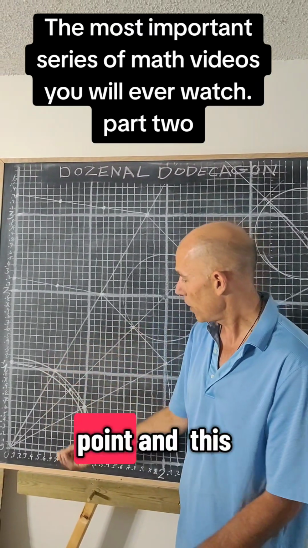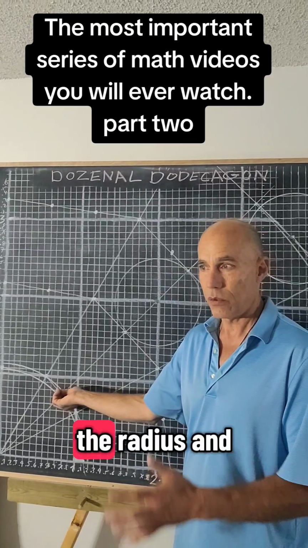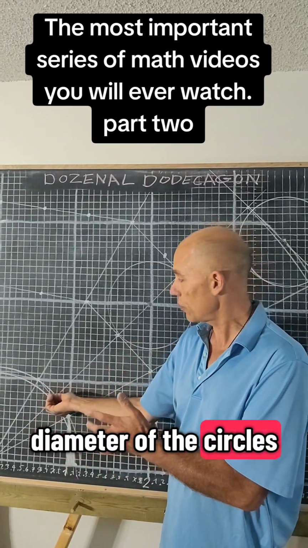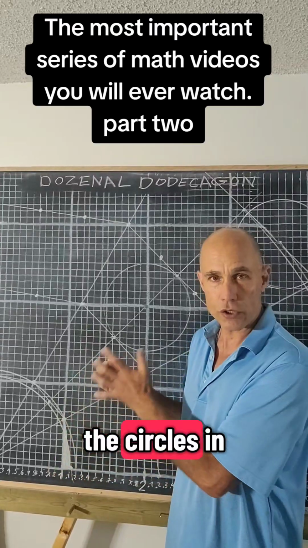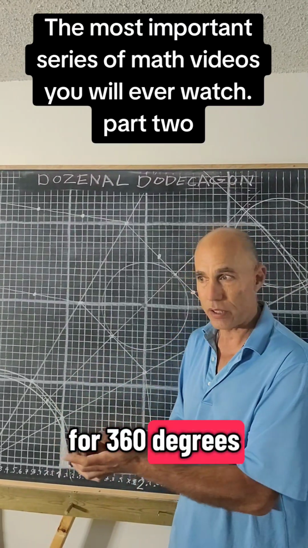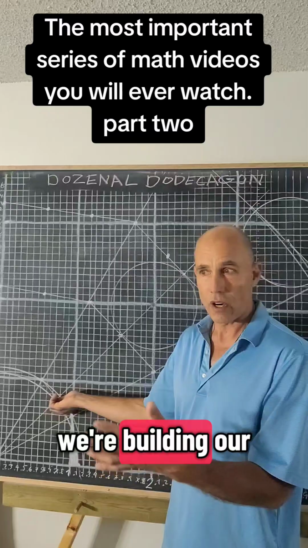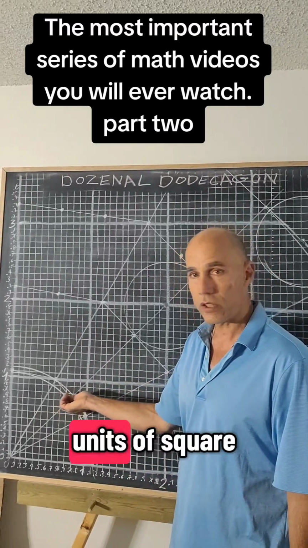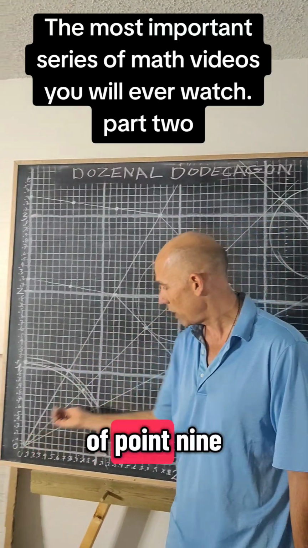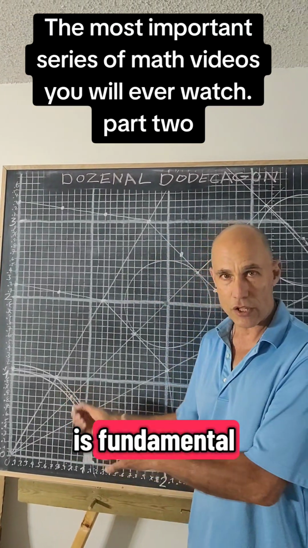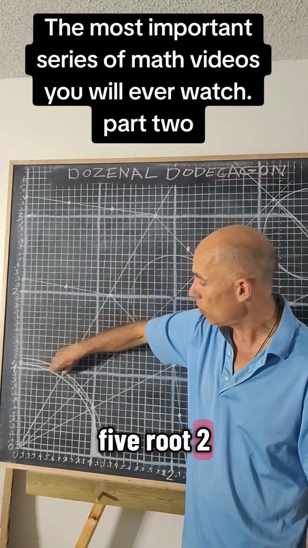So this point and this line is going to again be the radius and diameter of the circles. This is the main length that we're going to be using to create all the circles in our diagram for 360 degrees. This is the main point. Again, we're building our diagram and our circles all in units of square root of 2. So just remember, really reiterate, this length of 0.96 root 2 is foundational. We're going to be using it a lot coming up. And this length of 0.5 root 2.